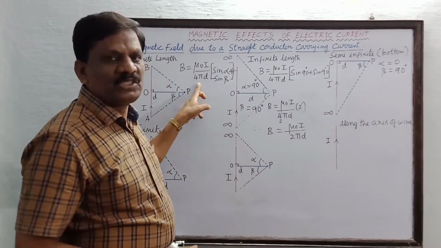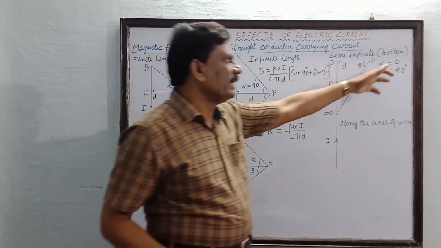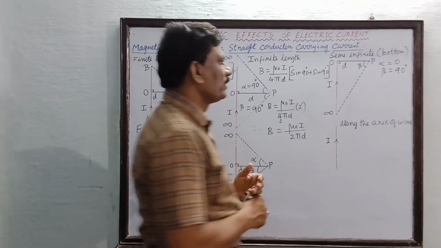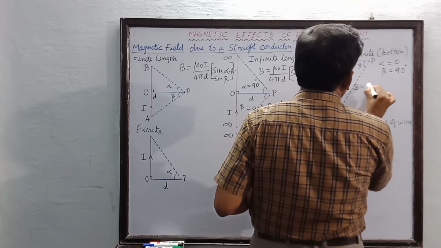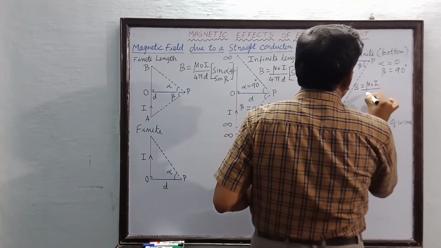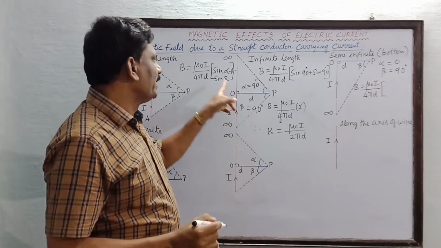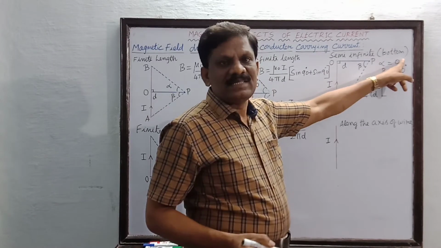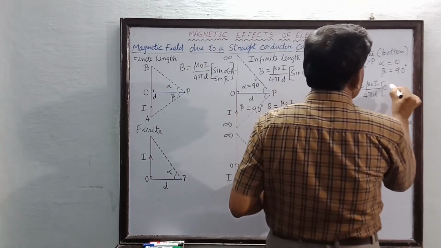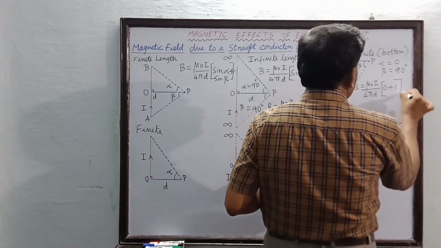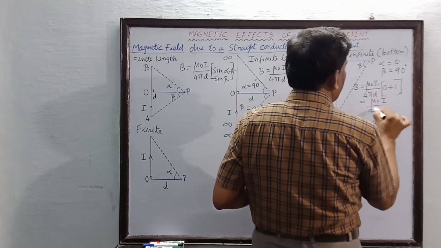So in the general expression, mu naught I by 4 pi d into sine alpha plus sine beta, I am going to substitute. Sine alpha, sine 0, is equal to 0. So B equals mu naught I by 4 pi d into sine alpha plus sine beta. Is it not? Sine 0 is equal to what? 0. So this is 0 plus sine 90, which is 1. Therefore this is equal to mu naught I divided by 4 pi d.